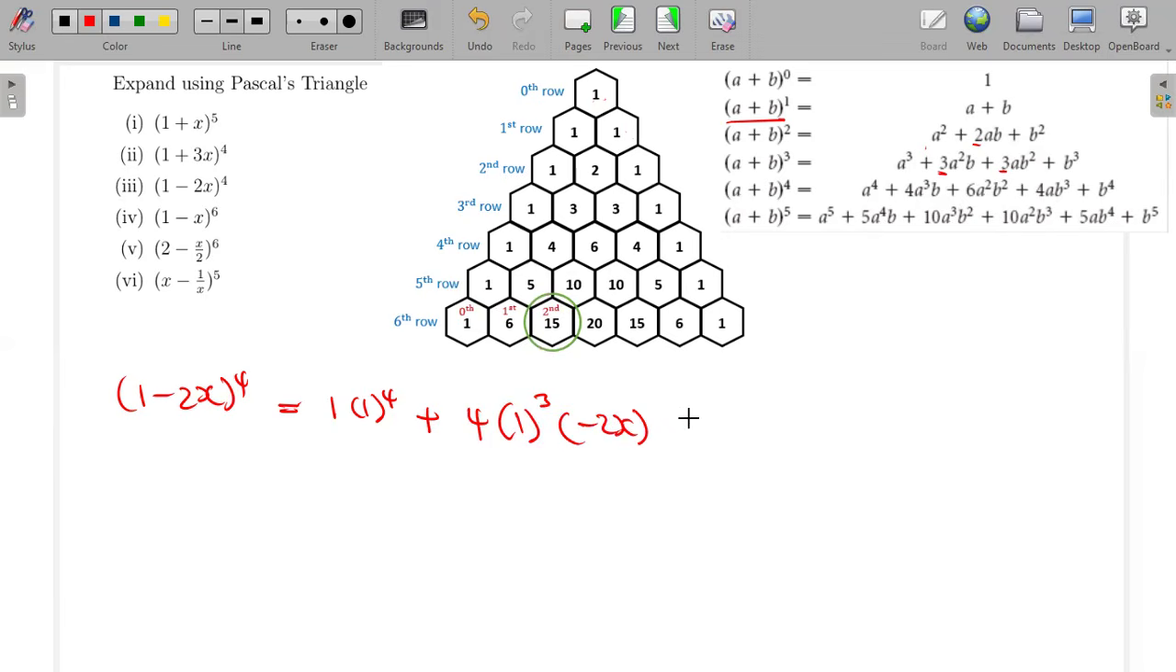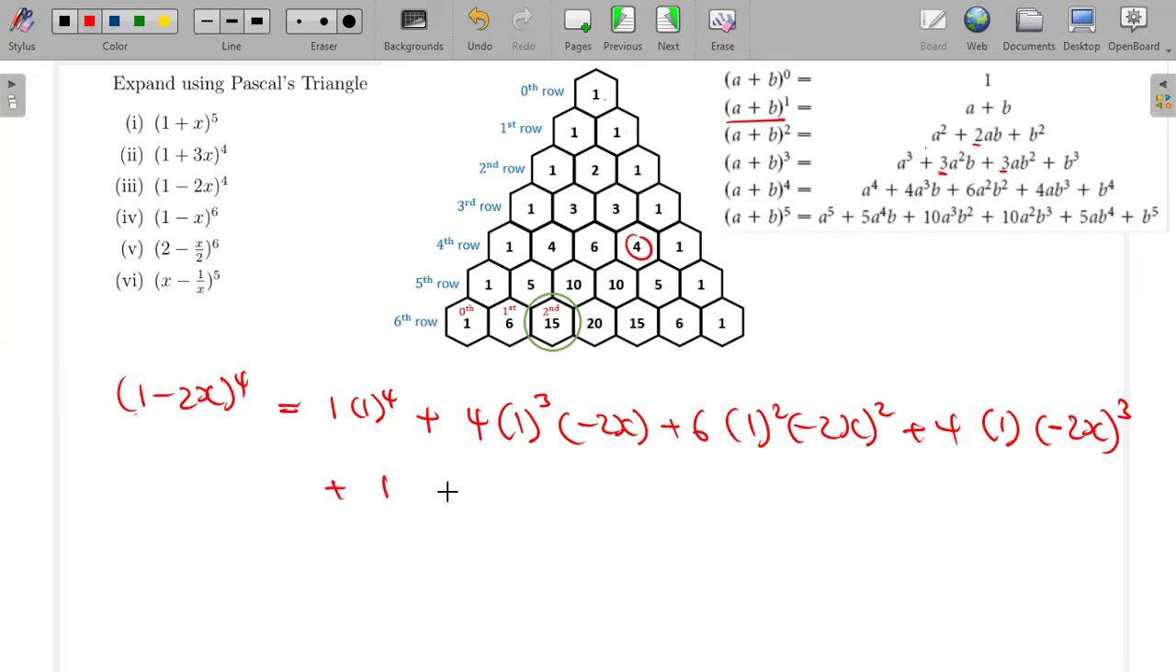So negative 2x, then what do we have next? You have 6, and then you have 1 to the power 2, and then negative 2x to the second power. And next we have 4 there. That's the coefficient, and then we have 1, and then multiply negative 2x, where we increase the power to 3.